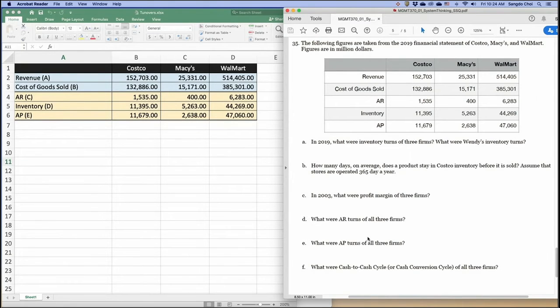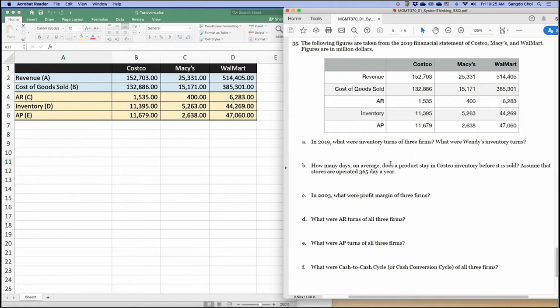This video explains how to calculate inventory turns, AR turns, AP turns, and finally, we will compute the cash-to-cash cycles. These measures are very important in supply chain. You have to know all these measures throughout your whole academic career. And you can find this question from self-study question number 1. This is the last question in self-study question 1.